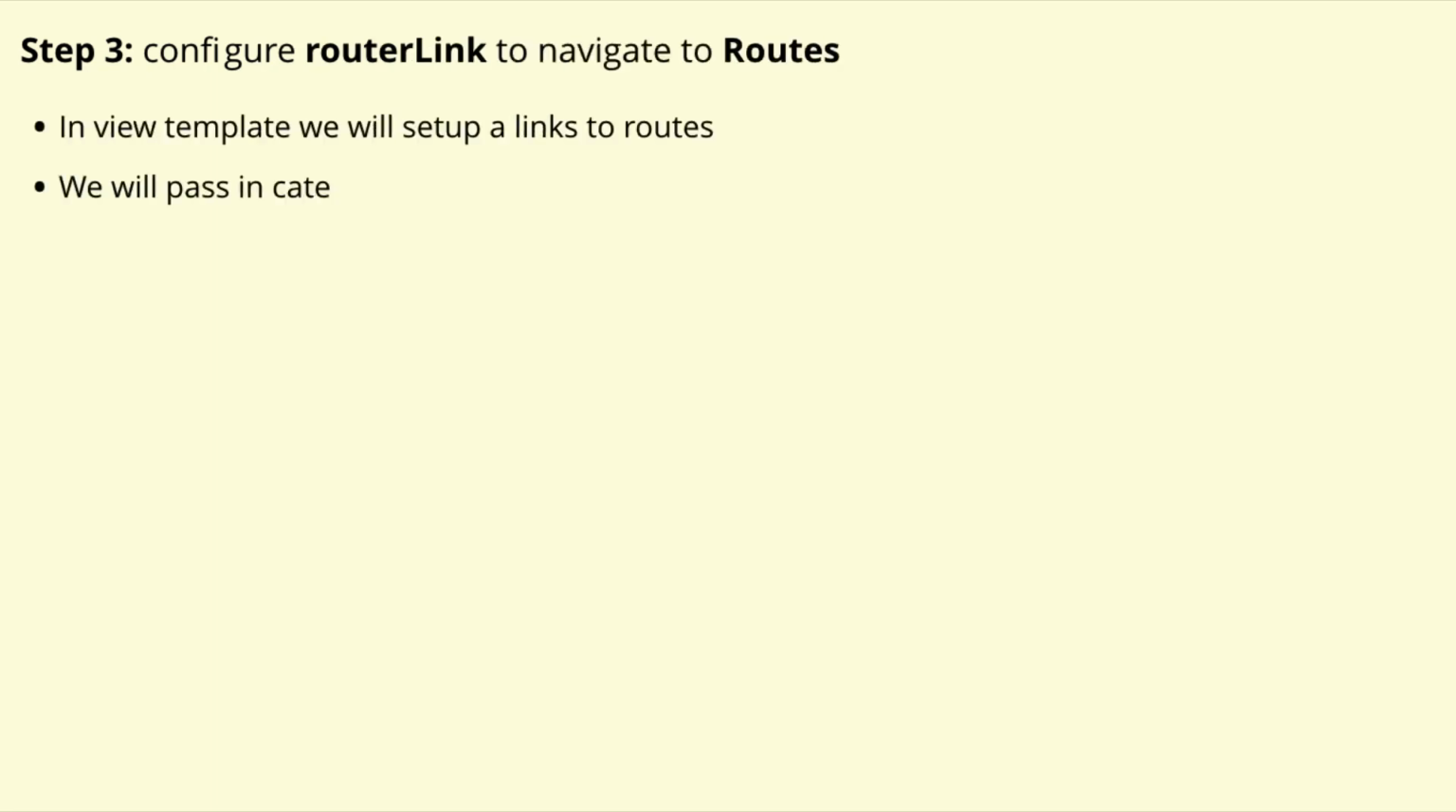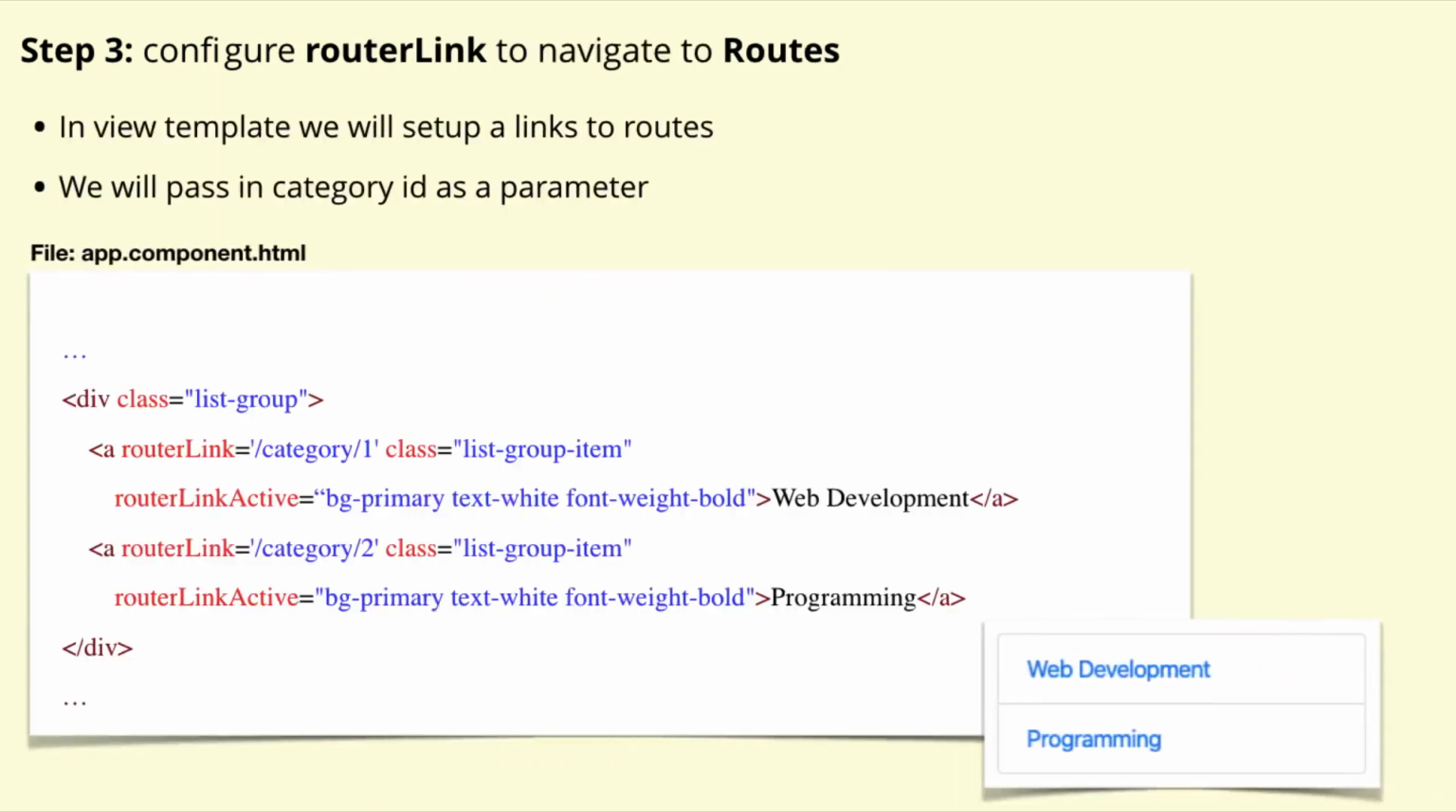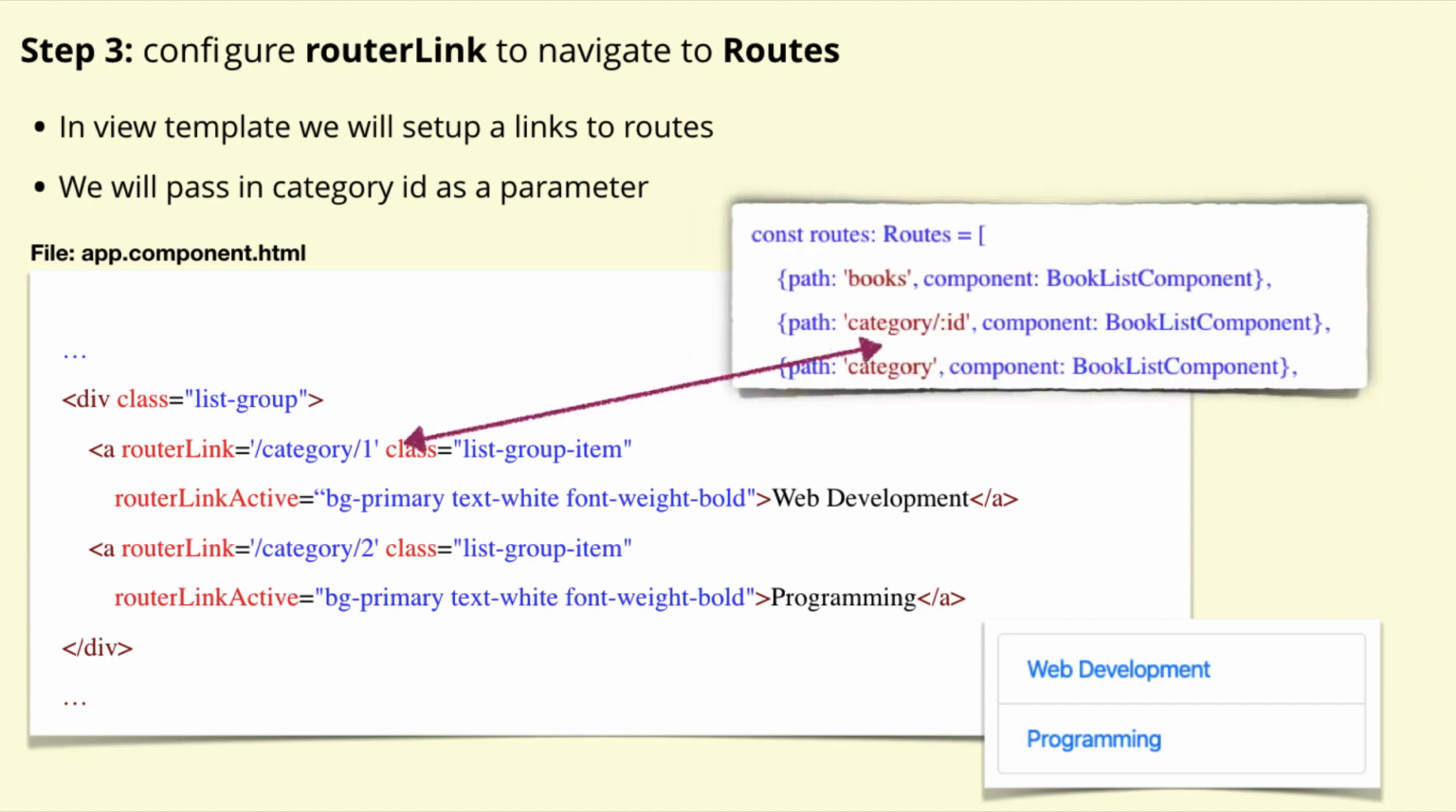And the third step is to configure the router link to navigate to our routes. In our view template, we will set up links to the routes, and we're going to pass a category ID as a parameter. So within our app.component.html, within our div tag, we're going to create an anchor element, and to the anchor element, we're going to pass the routerLink, and to the routerLink, we're going to pass the category ID. Right now we are hard coding the category IDs. In the next feature, we are going to display the categories dynamically.